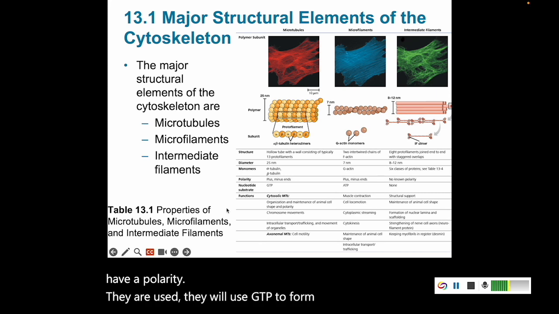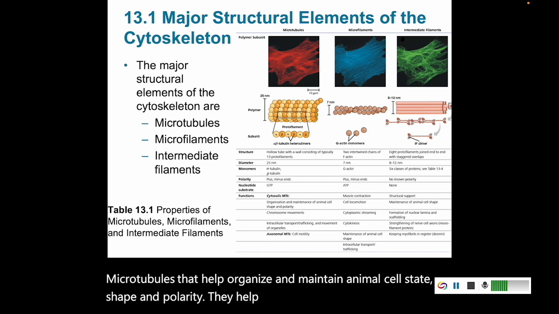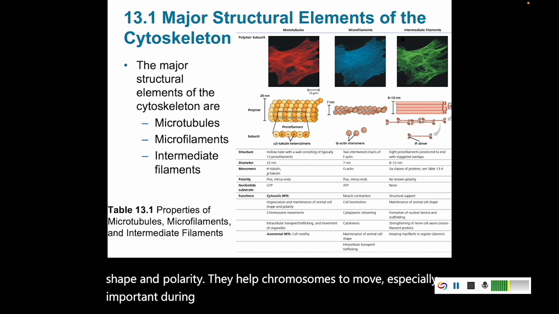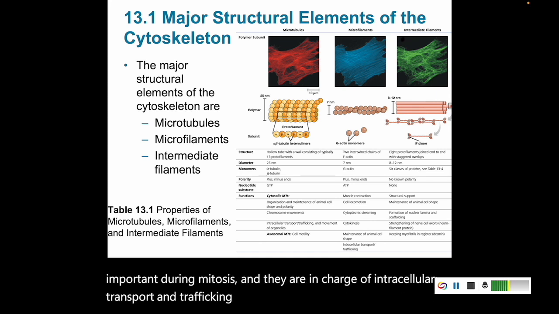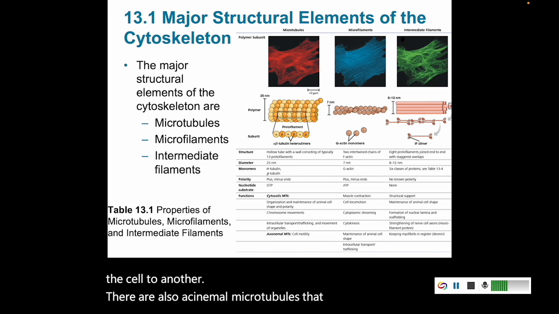And their functions: there are cytosolic microtubules that help organize and maintain animal cell shape and polarity. They help chromosomes to move, especially important during mitosis. And they are in charge of intracellular transport and trafficking, helping organelles move from one area of the cell to another. There are also axonal microtubules that are involved in cell motility.